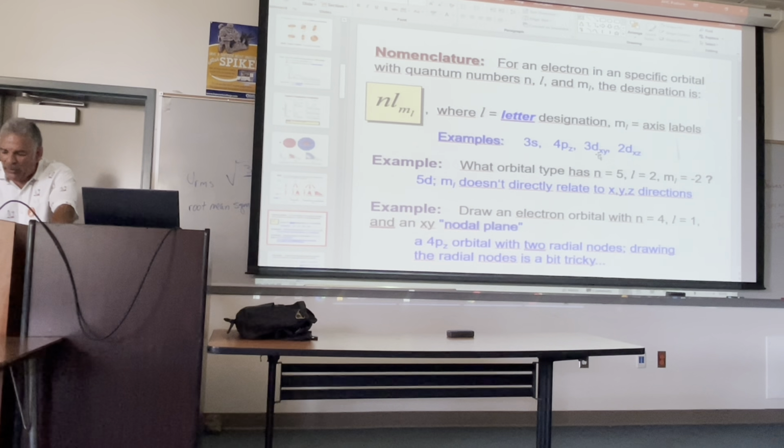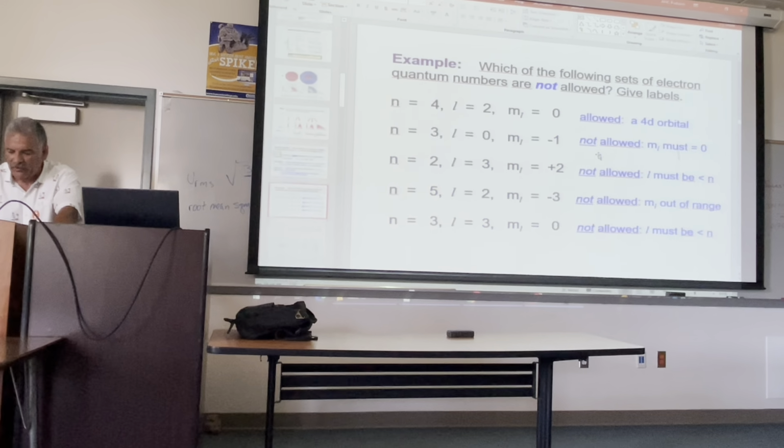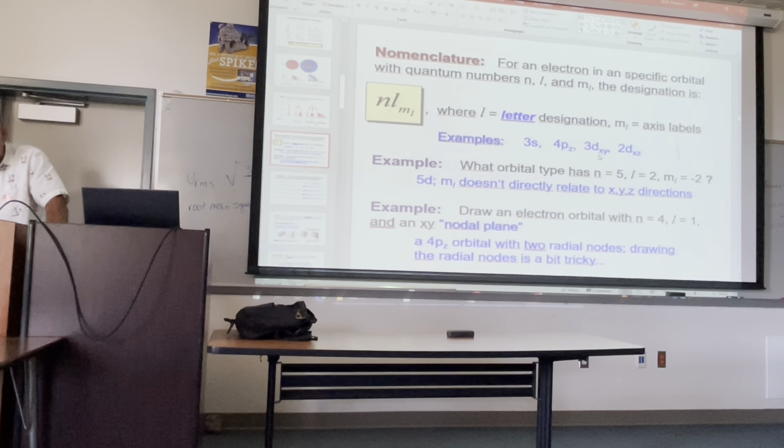Draw an electron orbital with N equals 4, L equals 1. Well, L equals 1 is a p orbital, right? And an XY nodal plane. Drawing radial nodes is a bit tricky, so I wouldn't really make you do that. You just orient it on the XY. That's all. Okay.